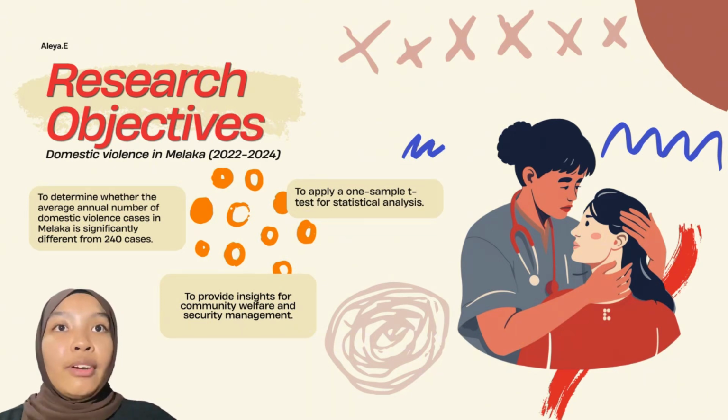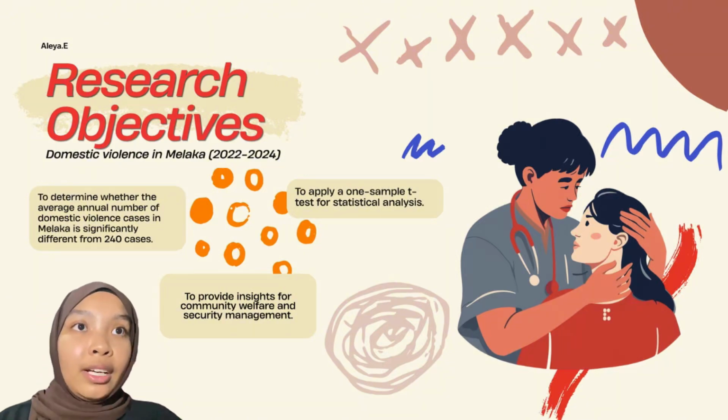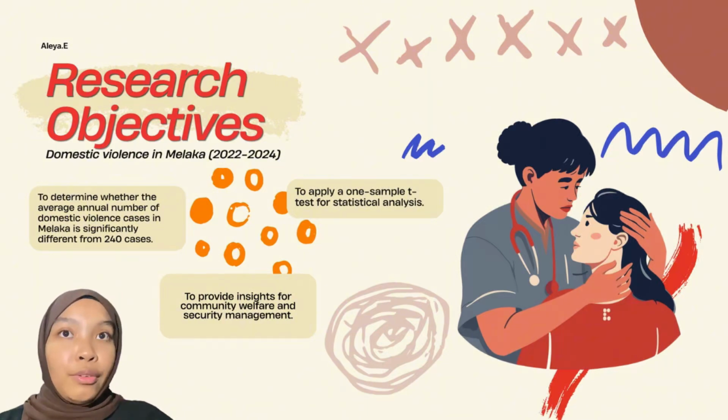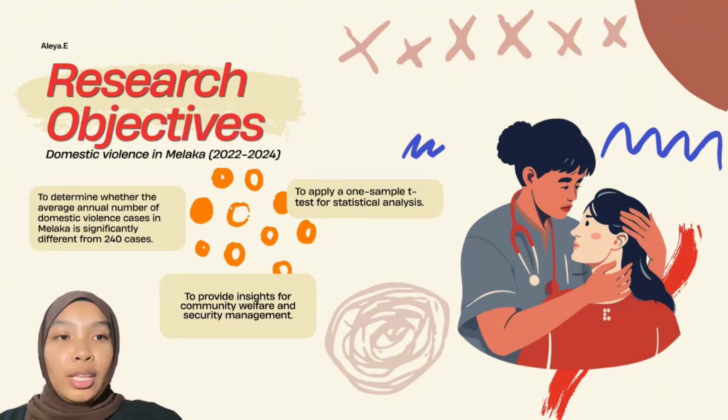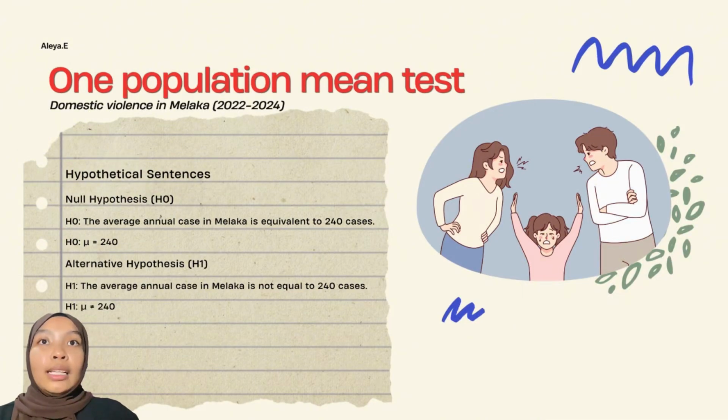First, to check if the average yearly cases in Melaka are significantly different from 240. Second, to use a one sample t-test to analyze the number. And third, to provide useful information to help keep our community safe. To start our statistical test, we set up two hypotheses. Firstly is the null hypothesis. This means the average annual case in Melaka is exactly equal to 240. The alternative hypothesis means the average annual case is not equal to 240.